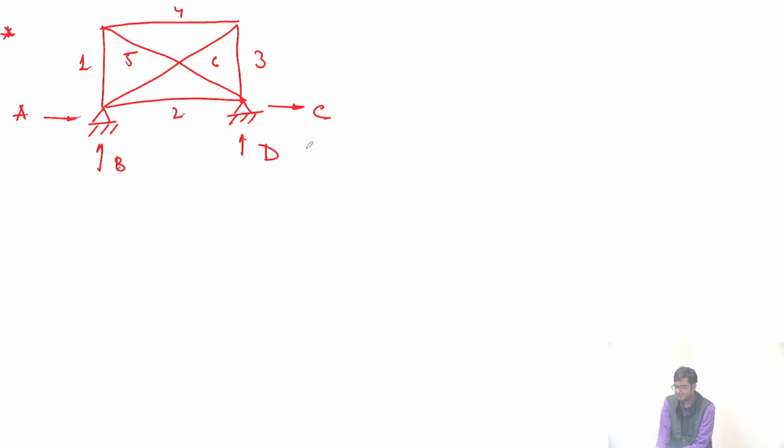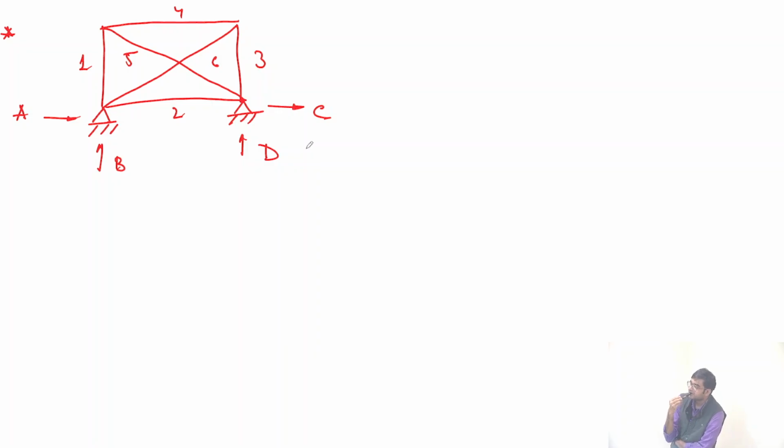How do you find the degree of indeterminacy of a truss? There is no meaning in having a fixed support in a truss because a truss does not carry moment. Remember m plus r minus 2j. Each member has one force, so the number of members is equal to the number of forces because they only take axial load. r is the number of reactions. So m plus r is the total number of unknowns. What is the total number of unknowns?